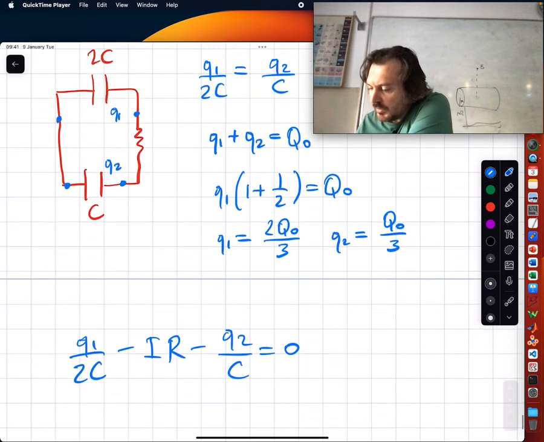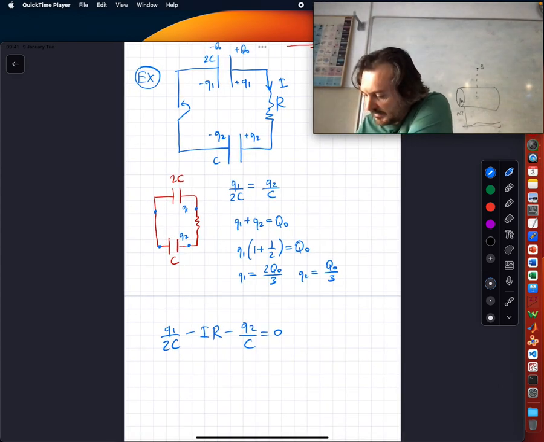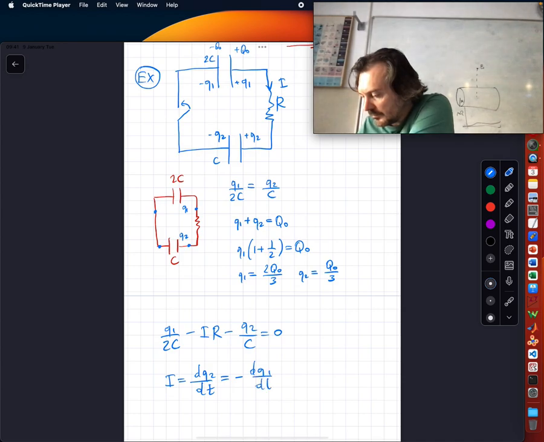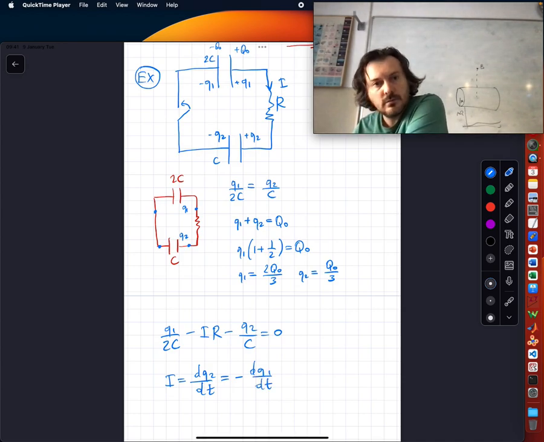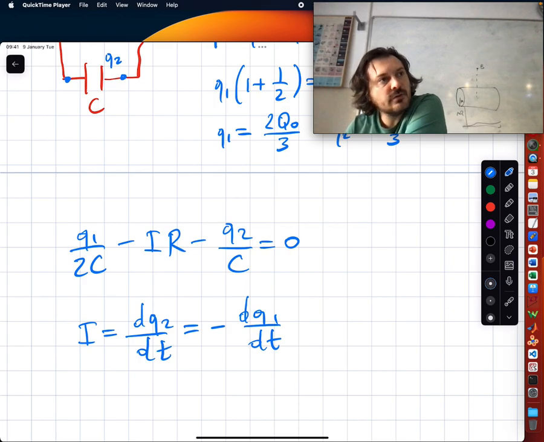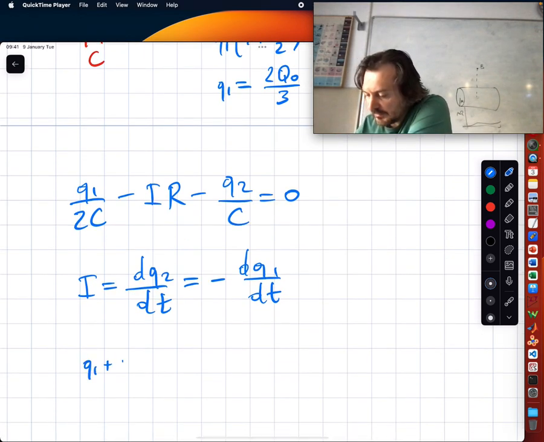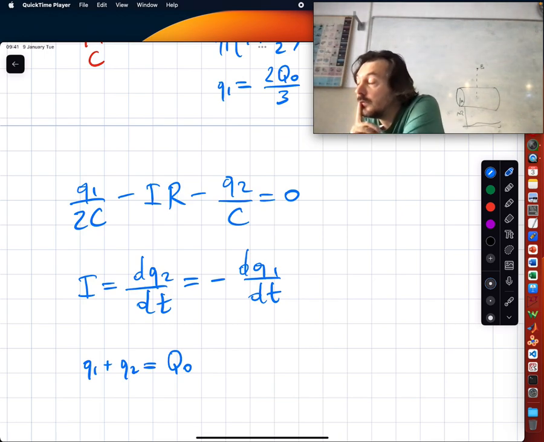All right. What else do we have? We also have I equals dQ2 over dt. I is equal to dQ2 over dt, which is the negative of dQ1 over dt. Hocam, can you make it bigger? Please. Yes, of course. Do you have any questions so far? Problems? So this also tells you, we also know that Q1 plus Q2 must be Q0. Yes. All right. So far, so good.